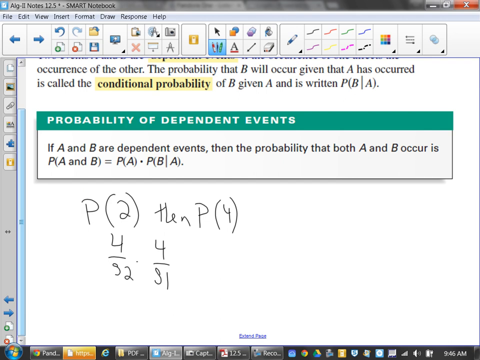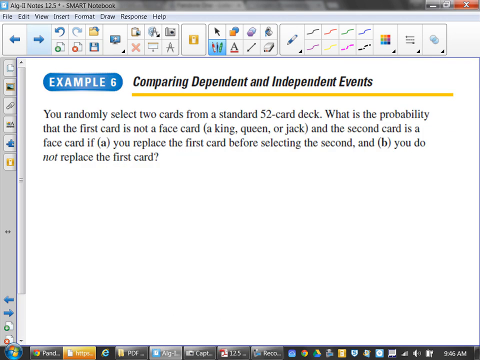So the idea here is real easy. You're randomly selecting 2 cards from a deck of 52. What's the probability that the first card is not a face card, and the second card is a face card? If A, you replace it, or if B, you don't replace it. There are going to be 2 parts to these questions. They're going to ask you for the independent version, where you put it back in the deck, and the second one is where you're not putting it back in the deck.